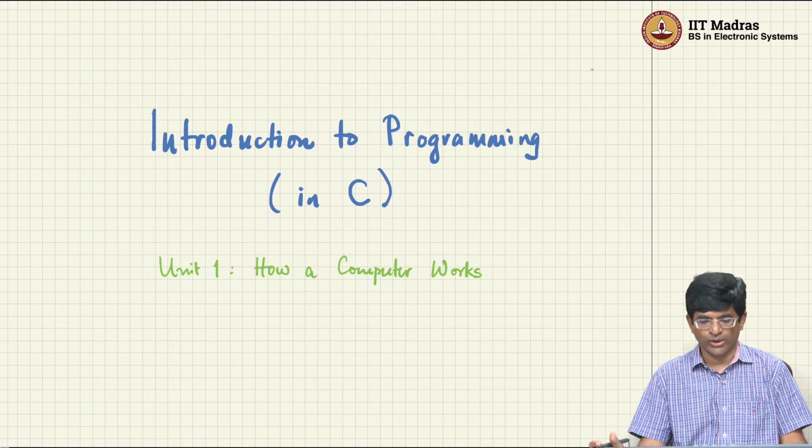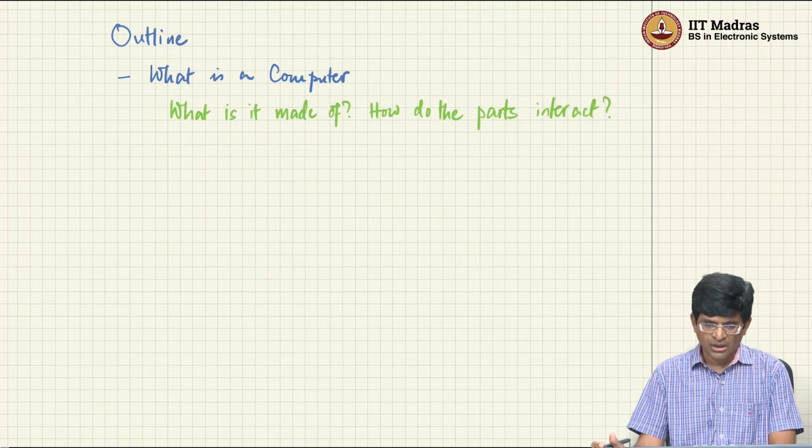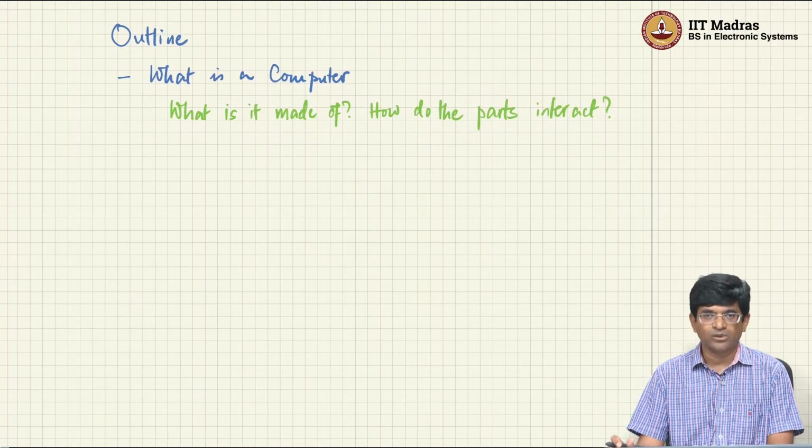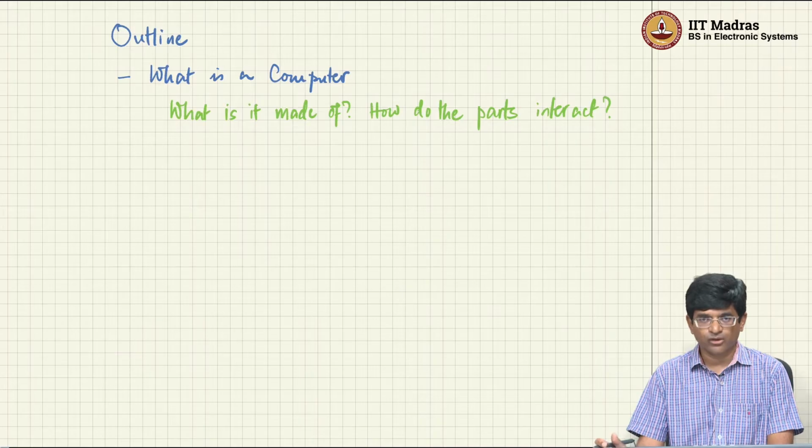So this is Unit 1, and in this I am primarily planning to cover the topic of how a computer works. So an outline of the topics that would be covered in this unit, which is essentially roughly covering 1 week worth of class, is we start off by trying to understand what is a computer, right? And what I mean by that is, what is it made of? How do the different parts of the computer interact with each other?